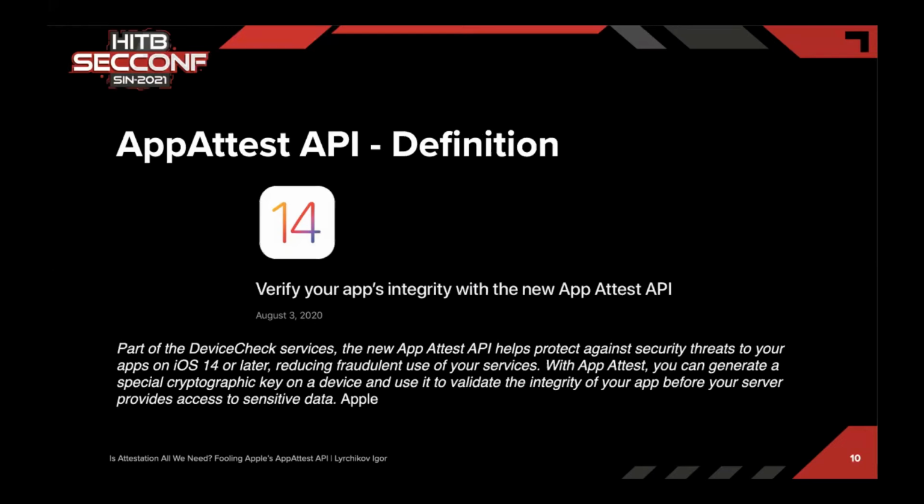So the AppAttest API was announced and released one year ago. The official announcement says that this new AppAttest API helps protect against security threats to your apps on iOS 14 or later, reducing fraudulent use of your services. And with AppAttest, you can generate a special cryptographic key on a device and use it to validate the integrity of your app before your server provides access to sensitive data. All right, reducing fraudulent use, it says.